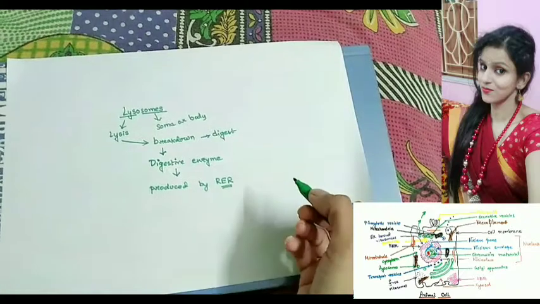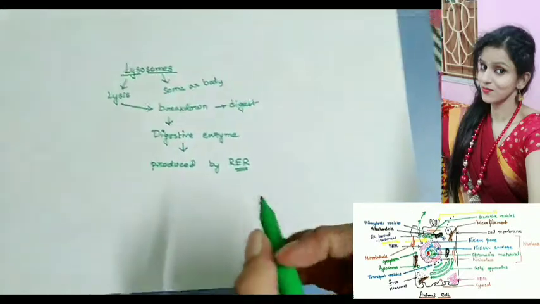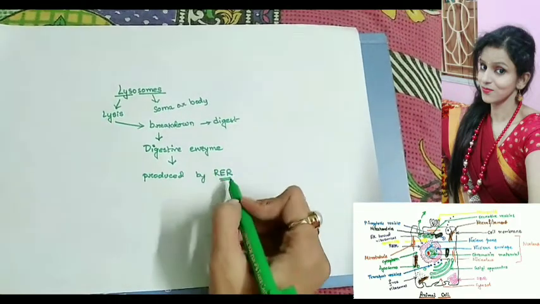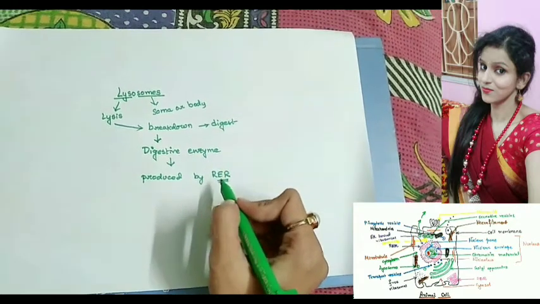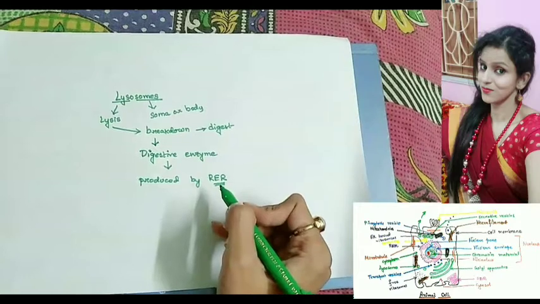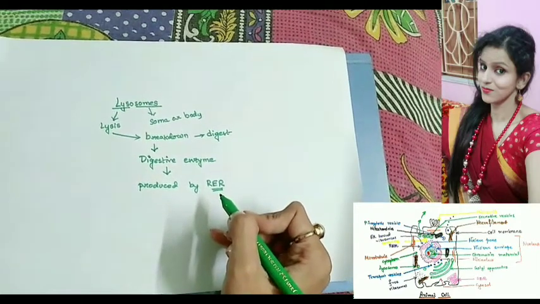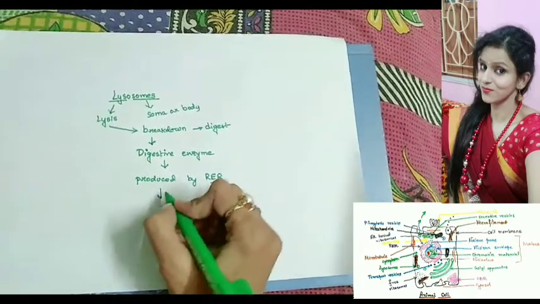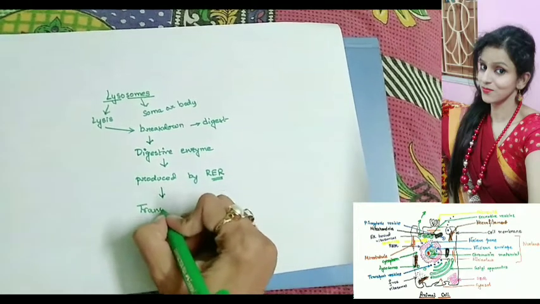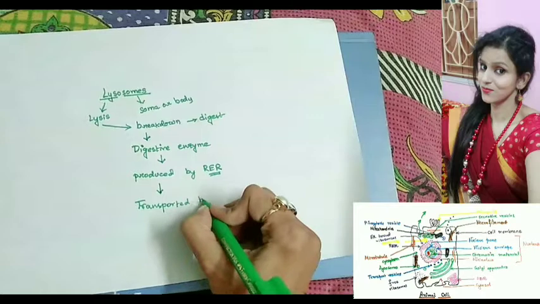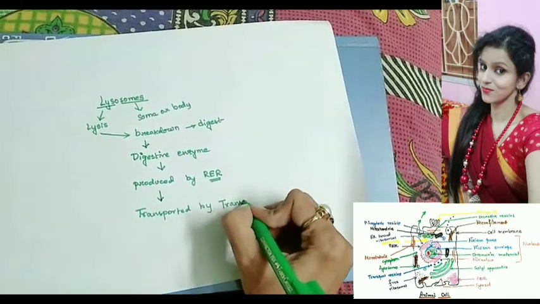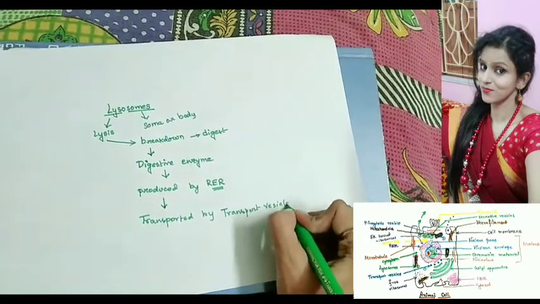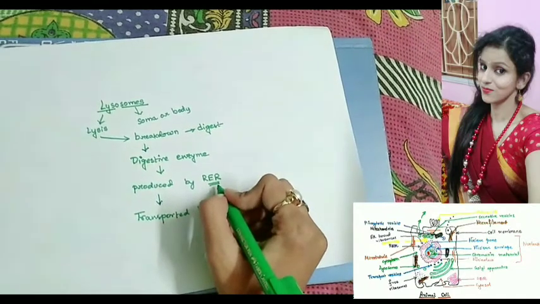Now whenever this digestive enzyme is produced by RER, it should be transported by something. Otherwise how will it reach the lysosome? So whenever it is produced by the RER, it is transported by transport vesicles, and these transport vesicles carry this to the lysosomes. So let me write it down: these digestive enzymes are transported by the transport vesicles. Now I will show this in the diagram.